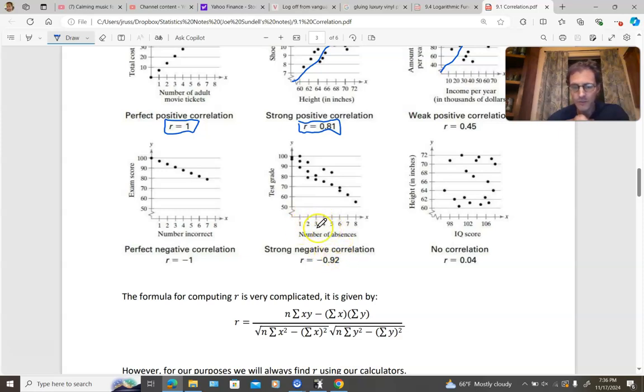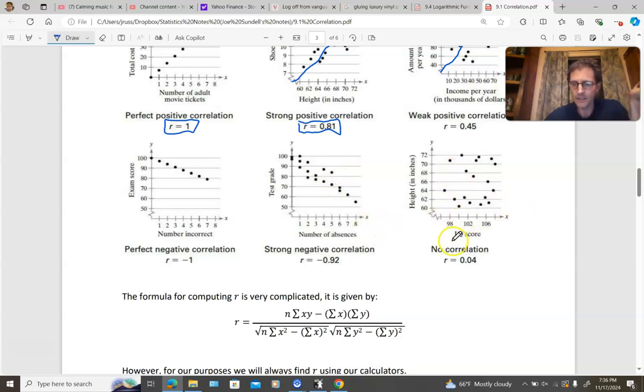-0.92. Number of absences, and then test grade. So there is a correlation between the number of absences, and any teacher will tell you this, and really any student, I'm sure, would know this as well. The more you miss, the less likely it is that you're going to have a high test score. Okay.